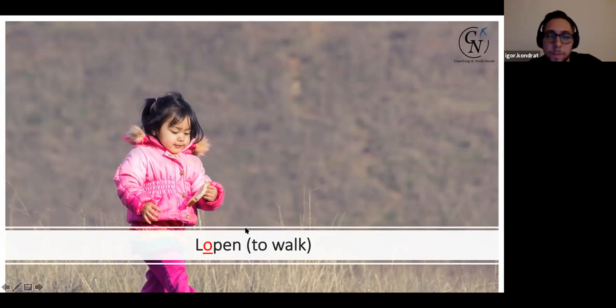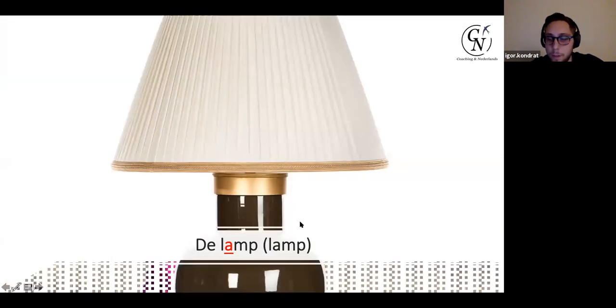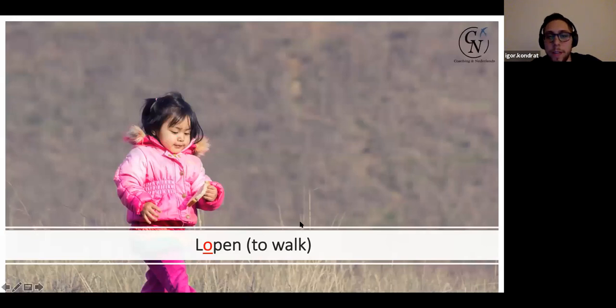Okay, no problem. So we have ik ben, I am, ik heb, I have. The next lesson we have more about the grammar, so we practice it more. Okay, so we have lopen, to walk. Ik loop naar school. I walk to school.